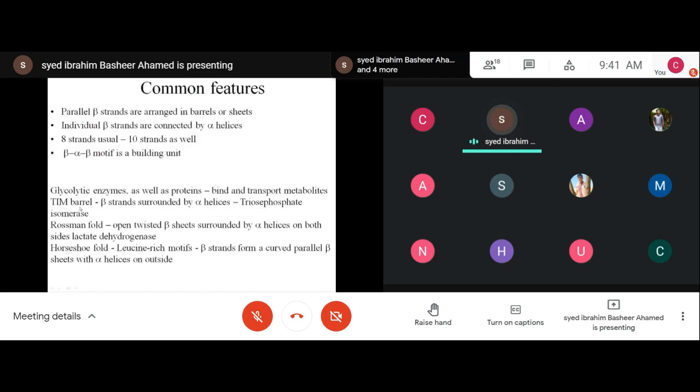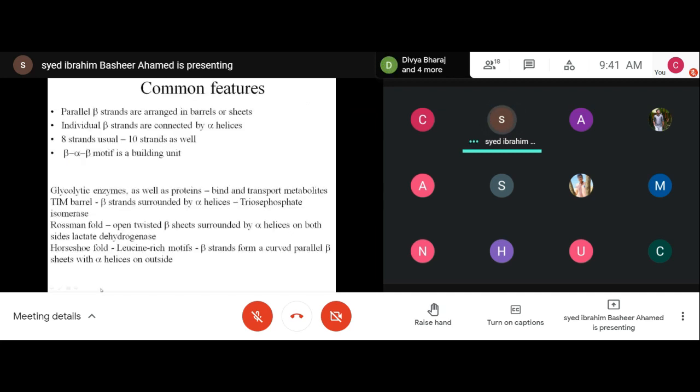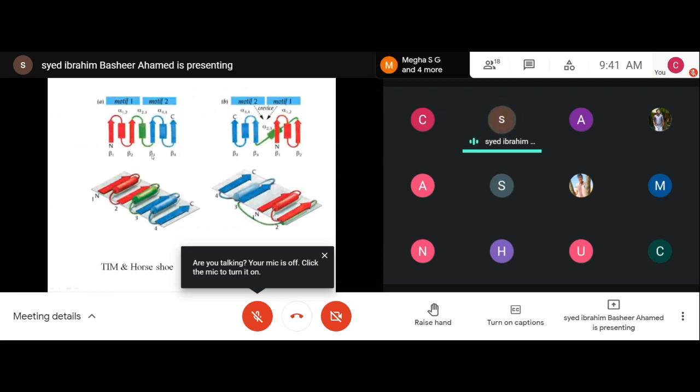Generally the barrel kind of structure is known as a TIM barrel. And then there is the open sheet, this is an open sheet, right? The beta strands will be arranged in a twisted form, either in an open form or in a twisted form. So that is generally called a fold. Okay, then this horseshoe structure. So here alpha beta units will be arranged in a horseshoe fold. Okay, so here you can see the schematic representation of these three kinds of domains.